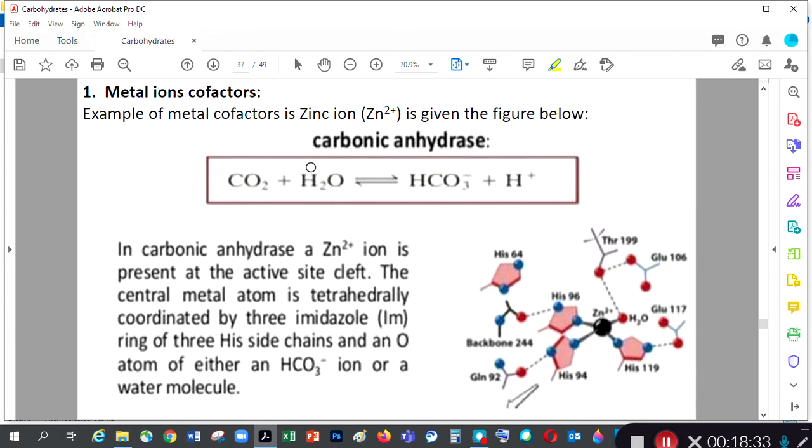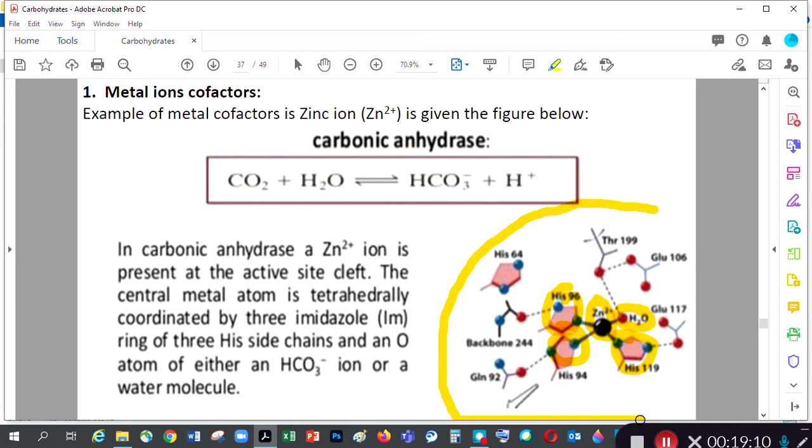So, metal ion cofactors. An example here is zinc. Zinc is tetrahedral. If you look at the zinc, it has a tetrahedral shape. Here's the zinc, tetrahedral, and it is connected to three rings of imidazole, a five-member ring, and the H2O is on the top. So this is a tetrahedral arrangement of zinc, and it is needed.